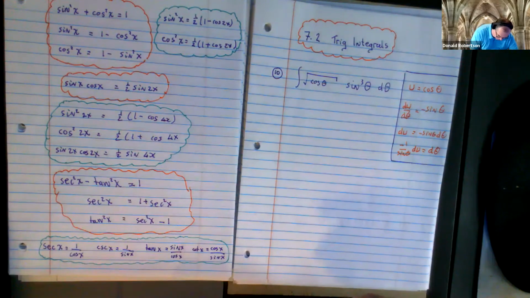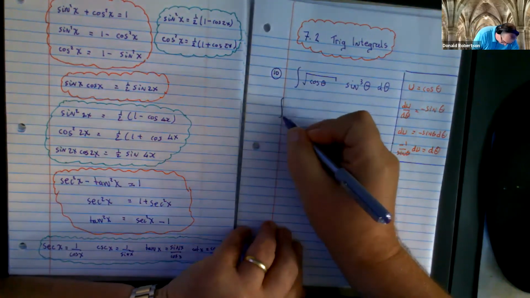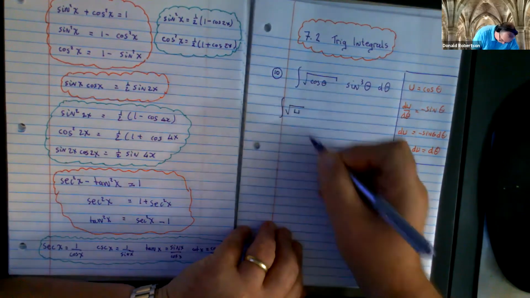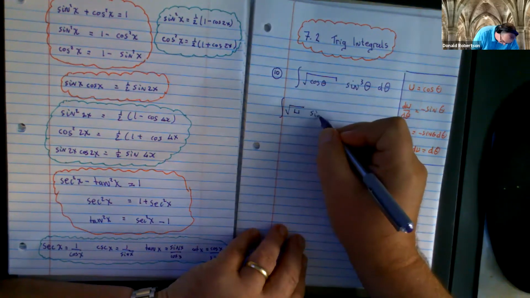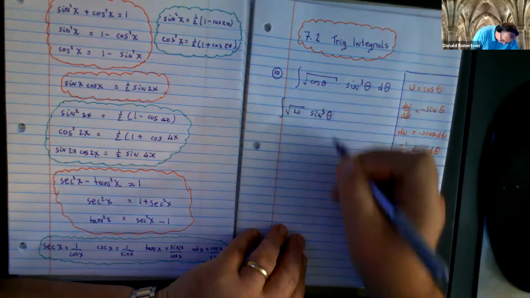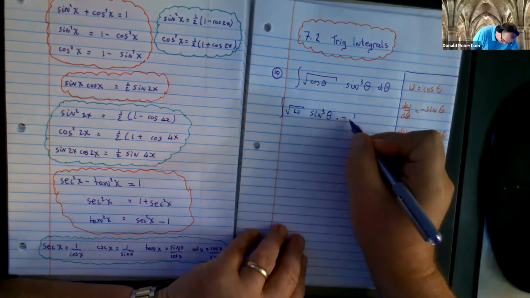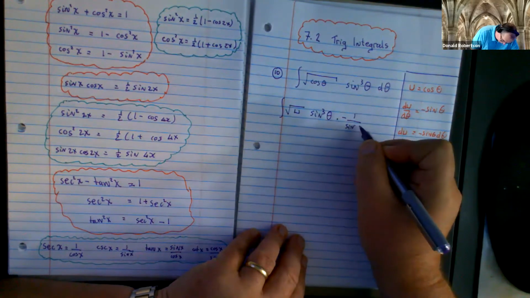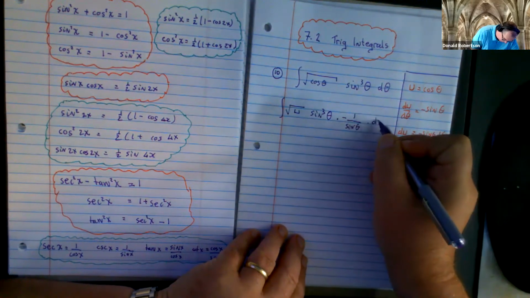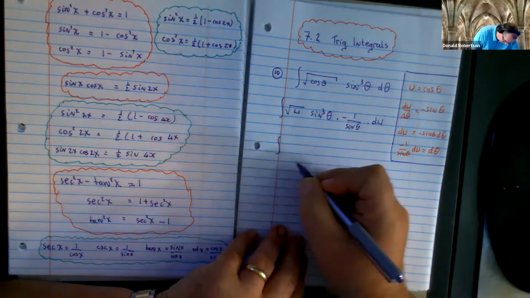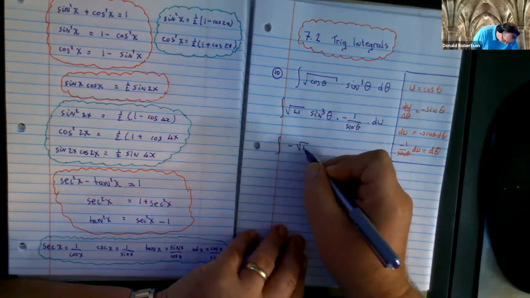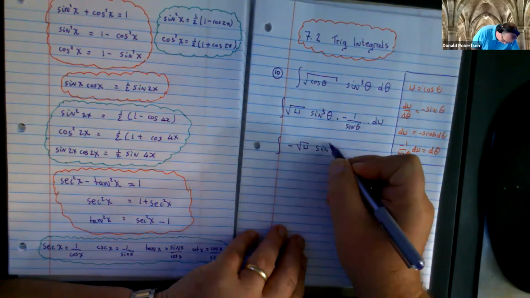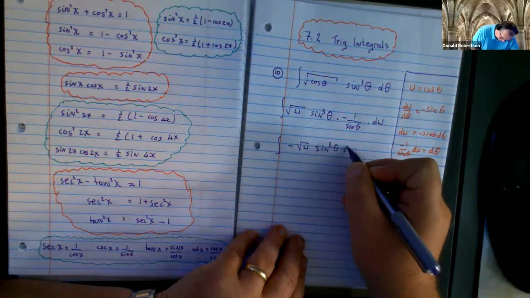Let's see what we got. We got a square root of u, that's good. We got a sine cubed theta, and we've got a -1 over sine theta. We have a du. So we're now looking at negative the square root of u sine squared theta du.